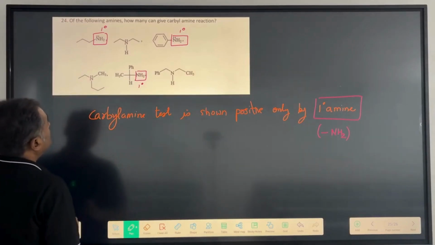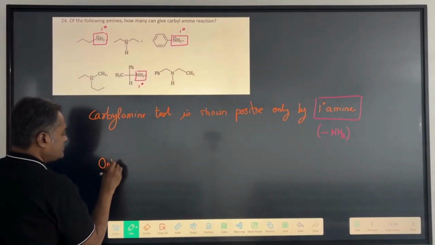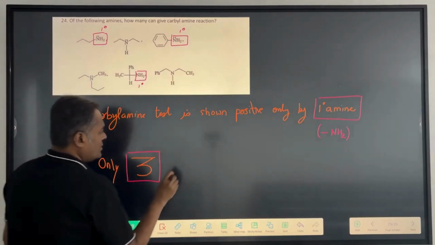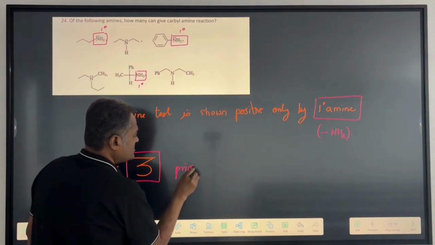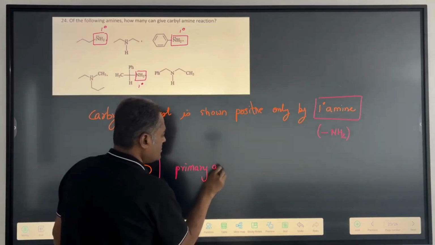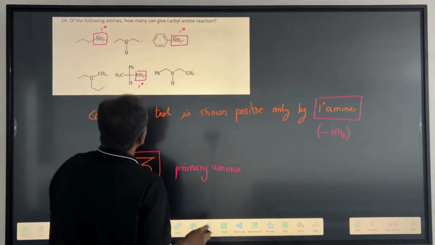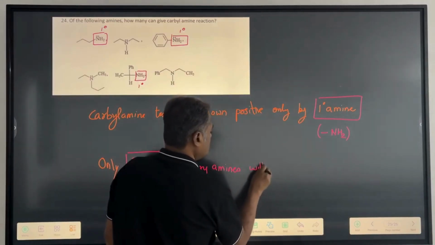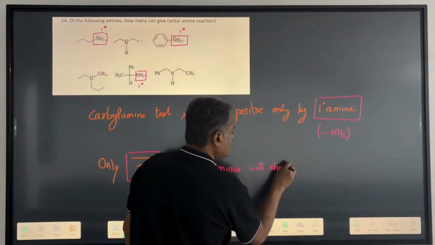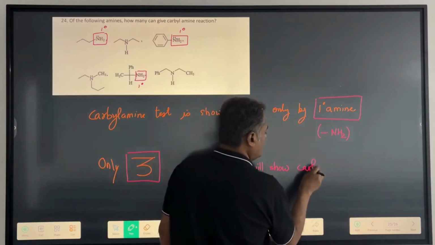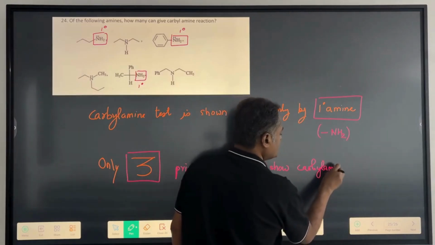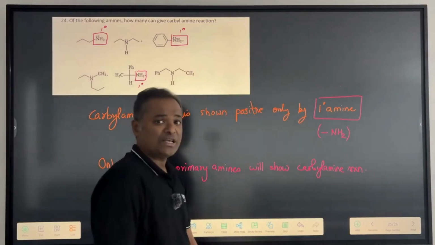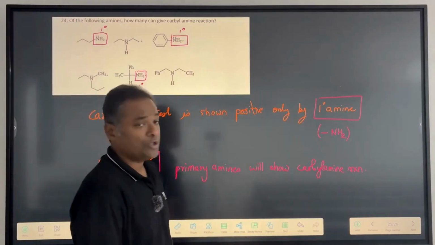So only 3 primary amines will show the carbylamine reaction. I hope your answer is clear, child. Let's proceed to the last question that we have.